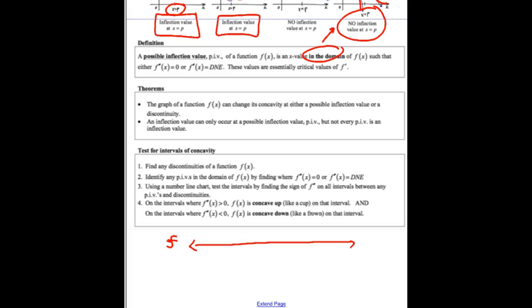So first thing we do when we're testing for concavity, and when you see concavity, you should think it's all about the second derivative.